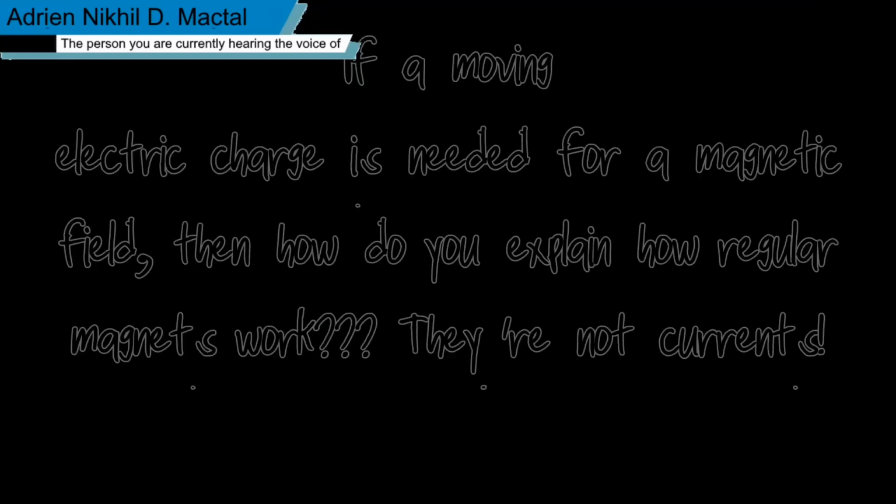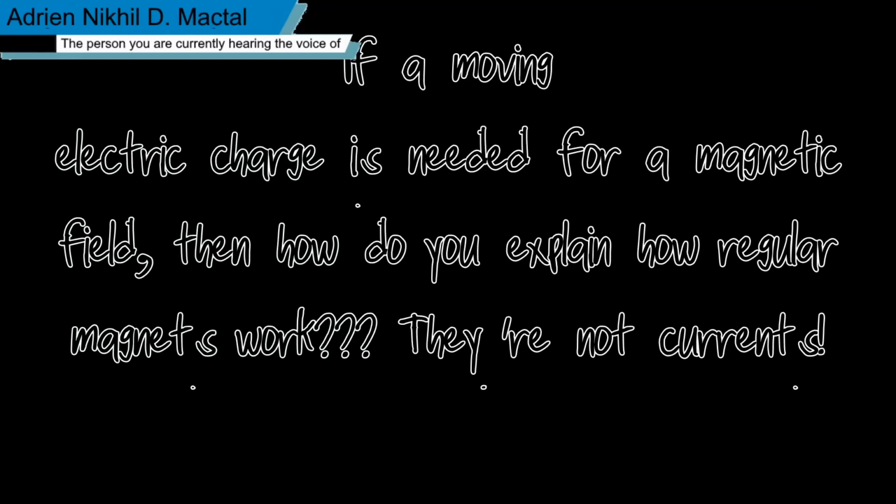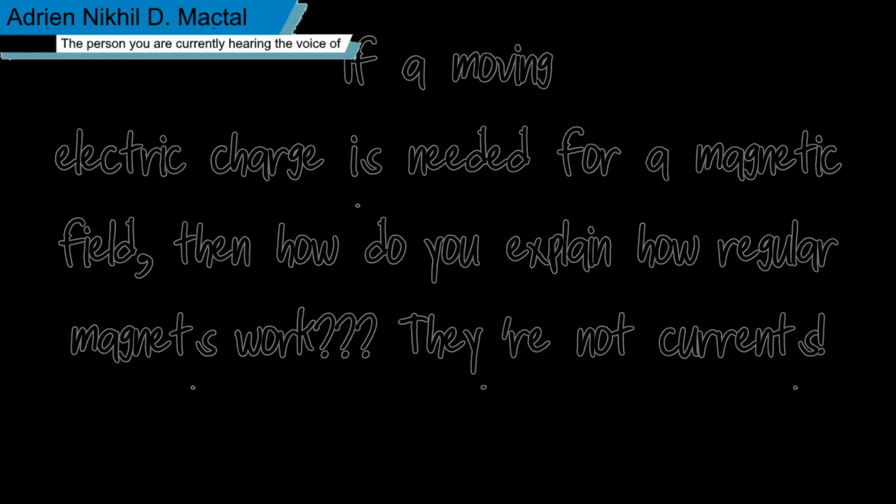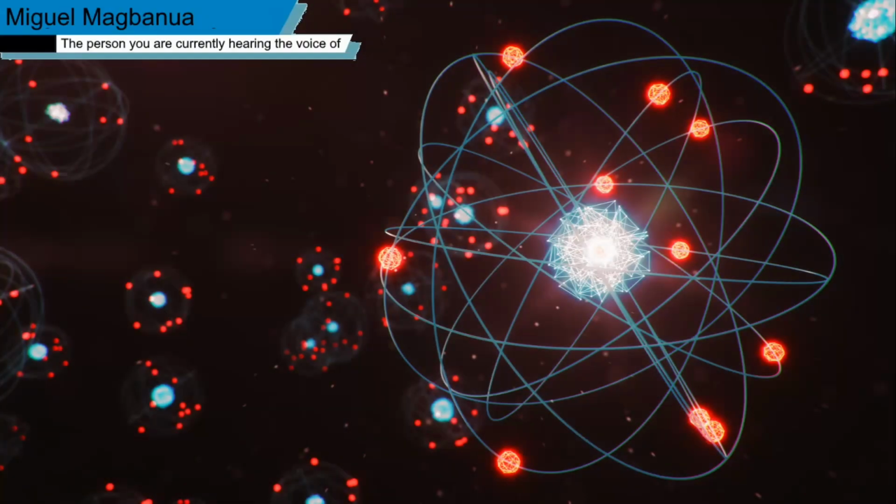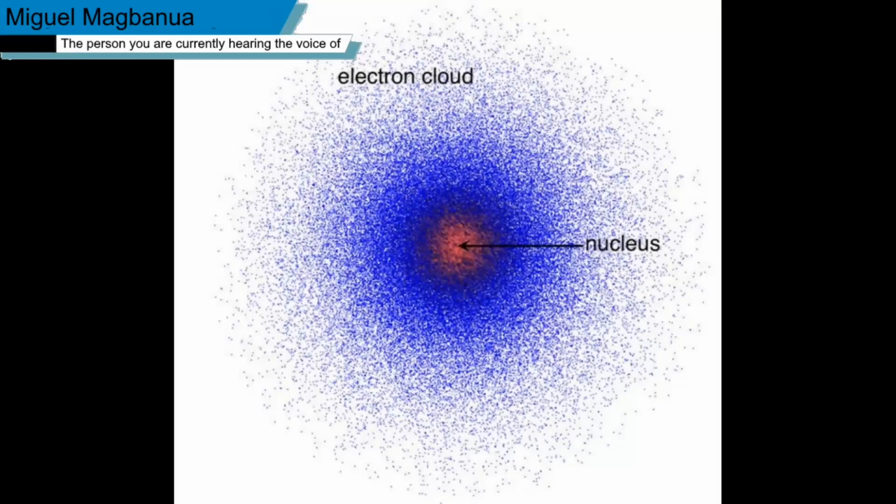Now that we've explained how a moving electric charge produces a magnetic field, it's time to answer the next question. If a moving electric charge is needed for a magnetic field, then how do you explain how regular magnets work? They're obviously not electric currents. The thing is, electric charges are moving in magnets, despite there being no electricity. They just happen at the atomic and subatomic level.